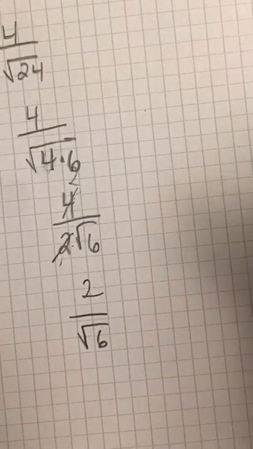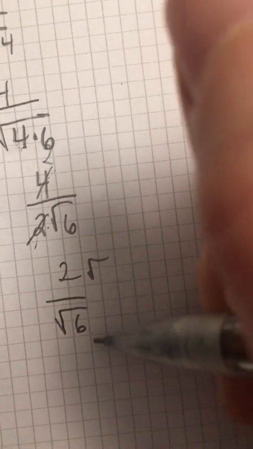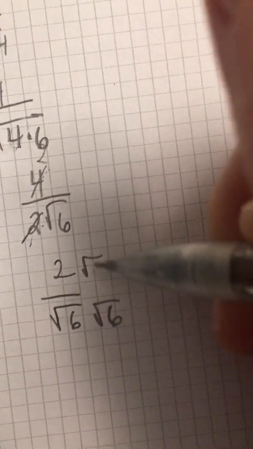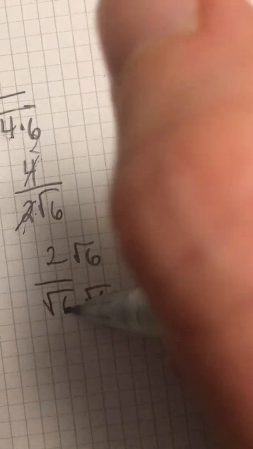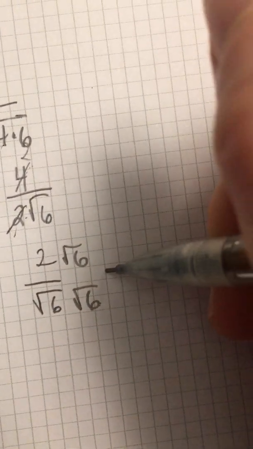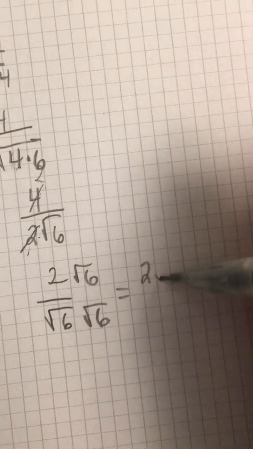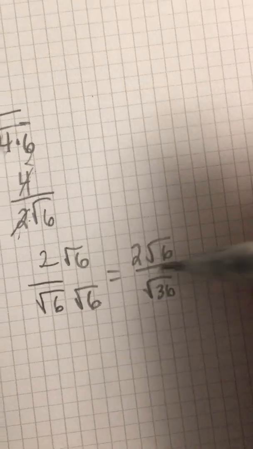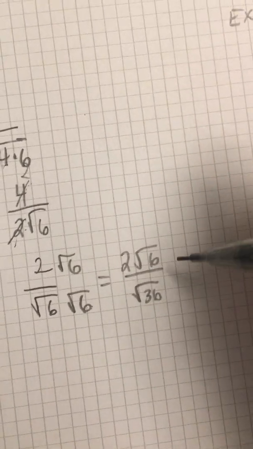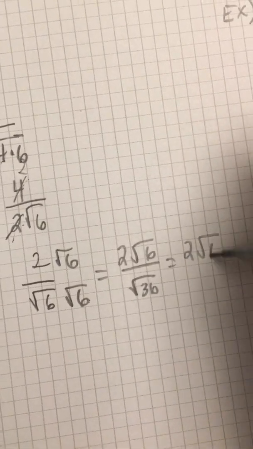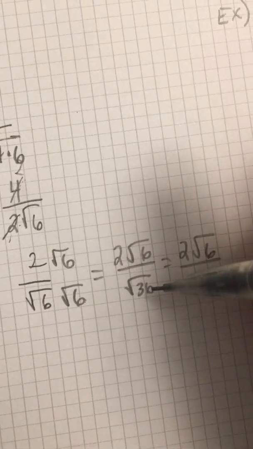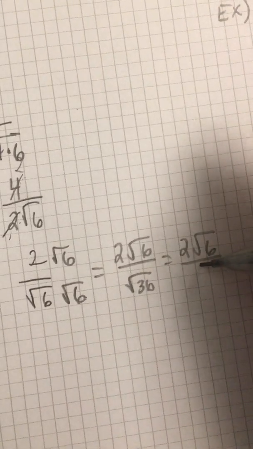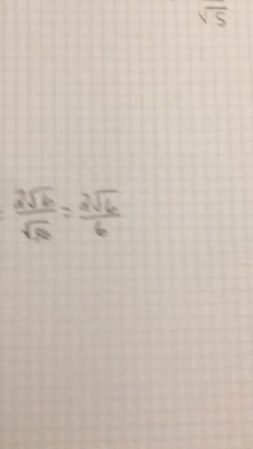Now root 6 can't be simplified. 6 is not perfect. So I'm going to go ahead and multiply the top and bottom by root 6 so that I can create a perfect square here. In the top, I'm going to get 2 root 6. In the bottom, I'm going to get root 36. Perfect, not perfect. 2 root 6 is staying. 36 will come out, no jail necessary, and you get a 6.